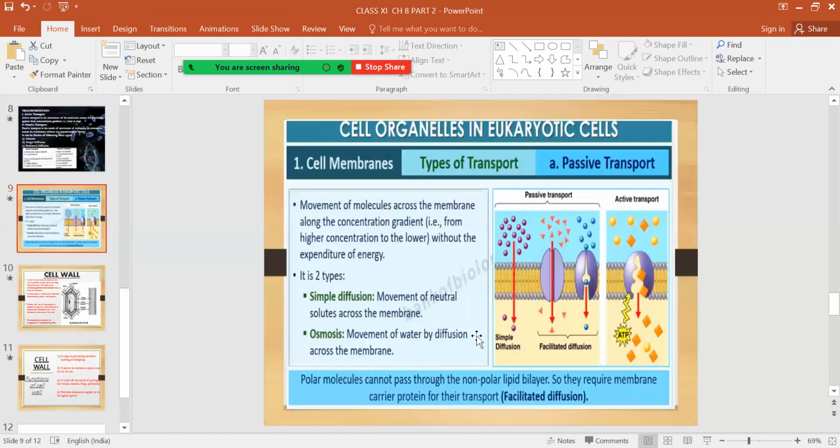And talking about the last, that is facilitated transport or facilitated diffusion. That's a passive transport. Facilitated diffusion is not an active transport. It is a passive transport. So it also moves from higher concentration to lower concentration. But it is the polar molecules. Polar molecules cannot pass through the lipid bilayer because the lipid bilayer is a non-polar part. So it requires a carrier protein to transport from higher concentration to lower concentration. So that is known as facilitated transport.